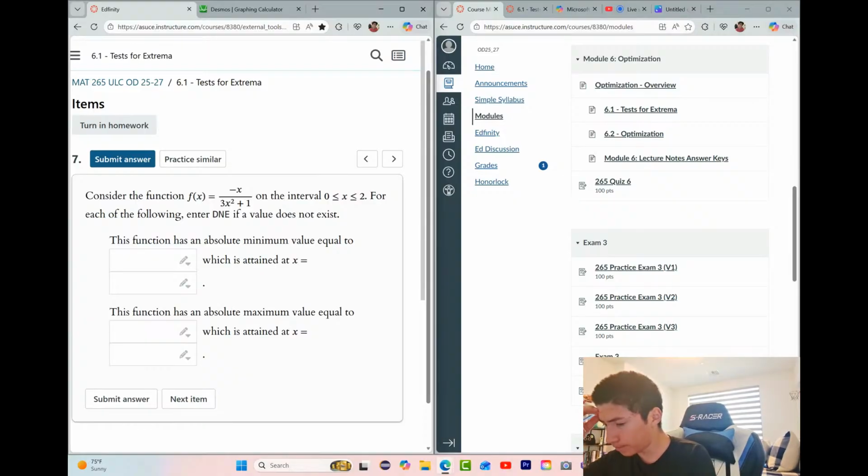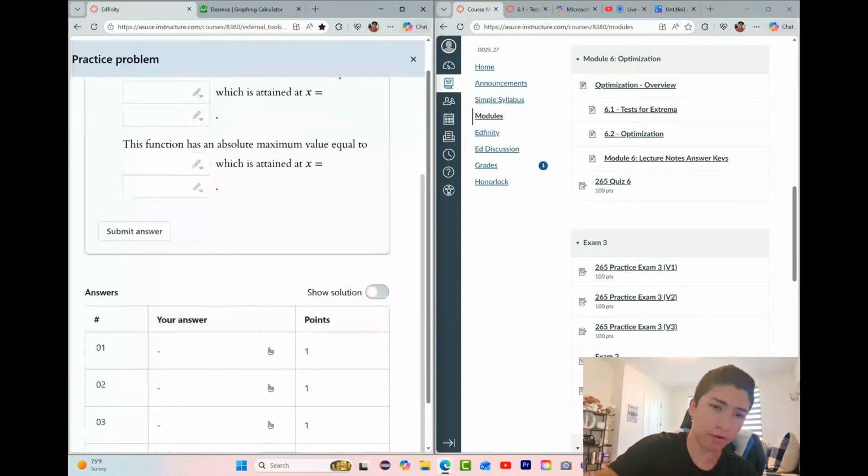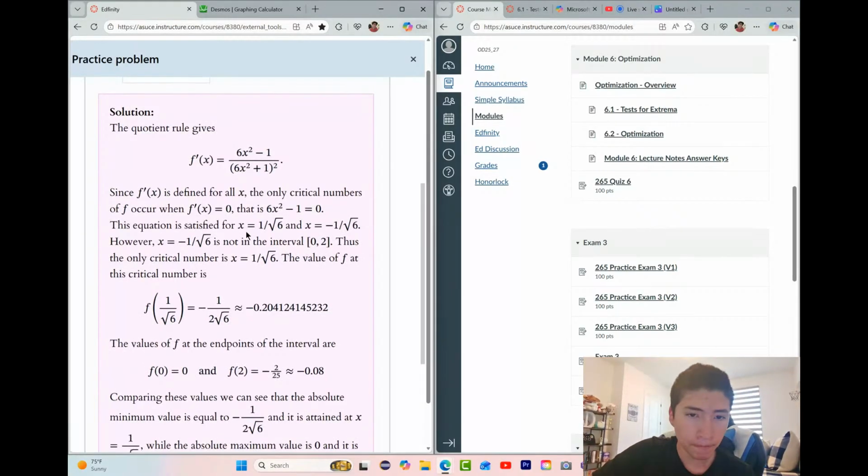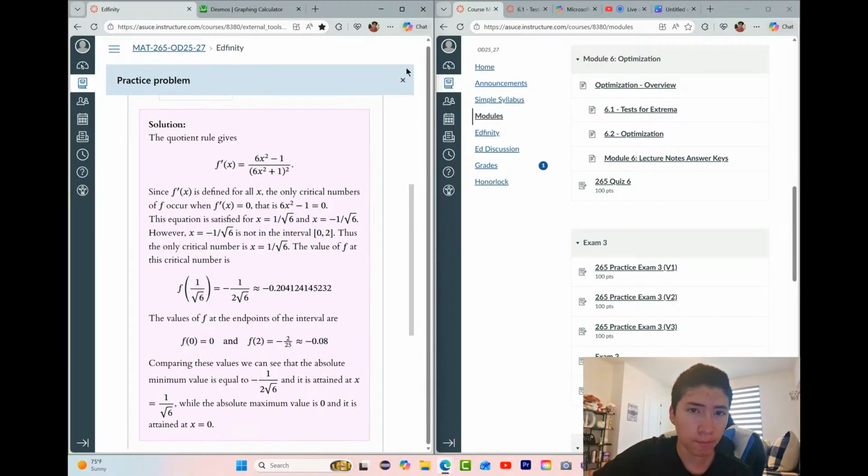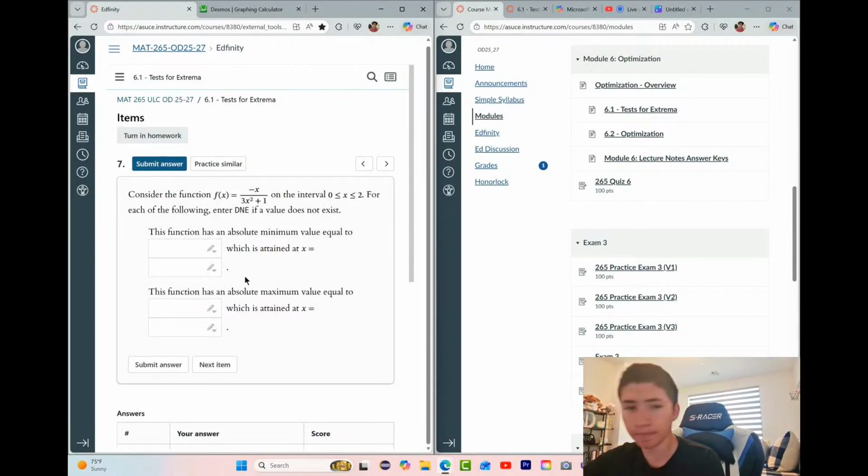Wait, what? Hold on. Oh, no. Wait, what? Why did you get a negative there? Okay, that's fine. But let's see. So we have x equals 1 over square root of 3, comma, negative 1 over square root of 3. Oh, yeah. Negative 1 over square root of 3 is not in the interval, so we can just cross that out. They can leave, like, get out of here, you know?